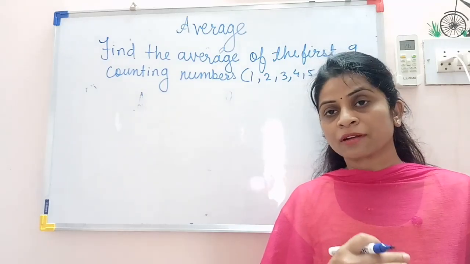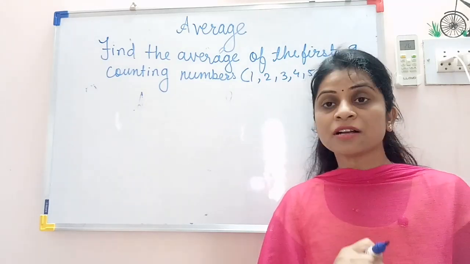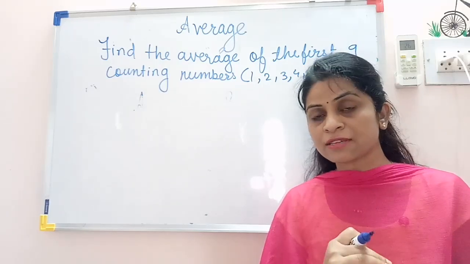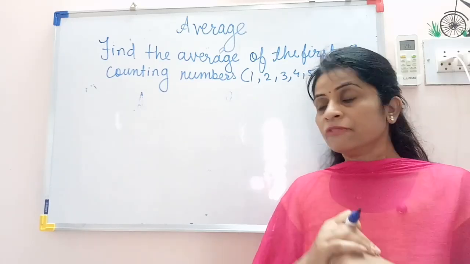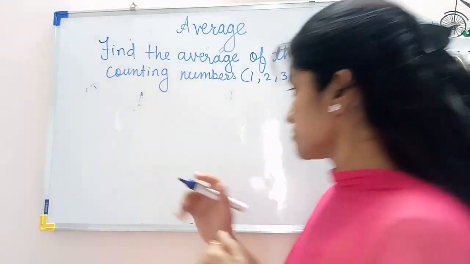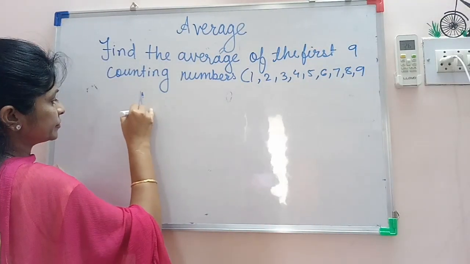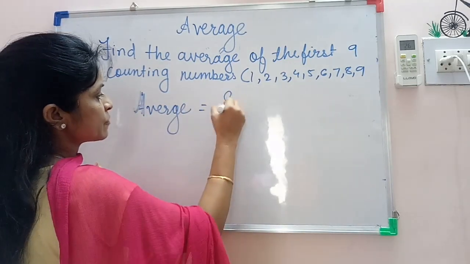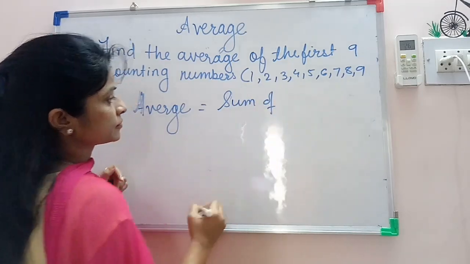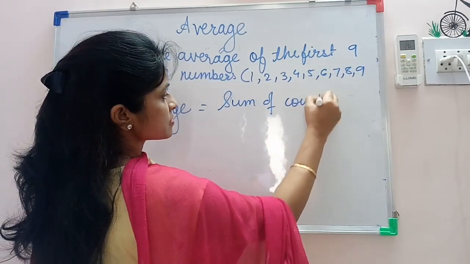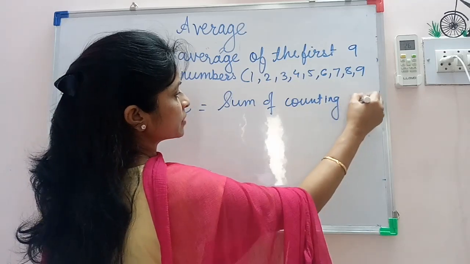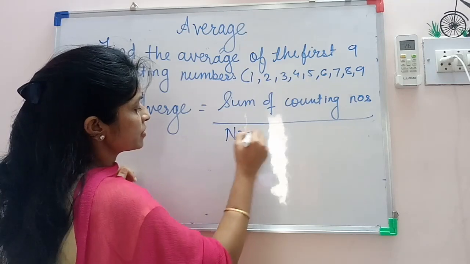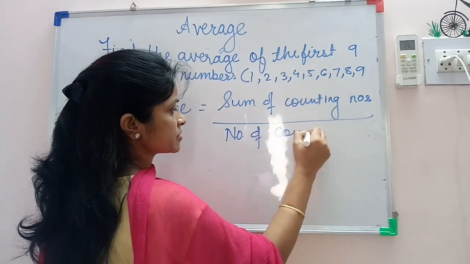Now we'll find the average of the first 9 counting numbers. What are the first 9 counting numbers? 1, 2, 3, 4, 5, 6, 7, 8 and 9. For that, we'll use the formula of average. Average is equal to sum of counting numbers divided by number of counting numbers.